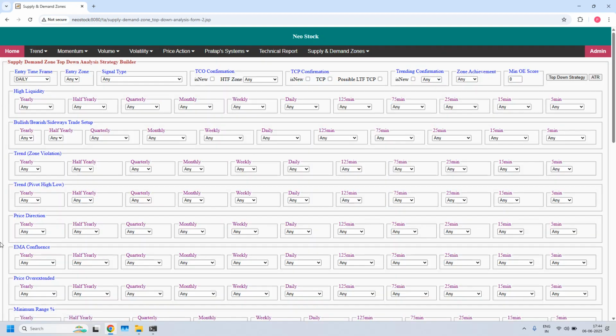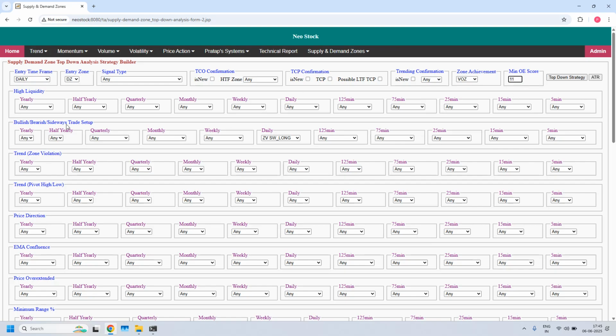Okay, for monthly income trade, entry time frame should be daily. For sideways long trade setup, entries are on demand zone. At daily I am selecting sideways long. Zone achievement should be violated opposing zone. Minimum odd enhancer score should be 11 for sideways trade setup. And both these filters are applied to daily demand zone.